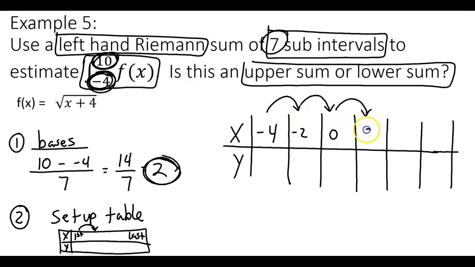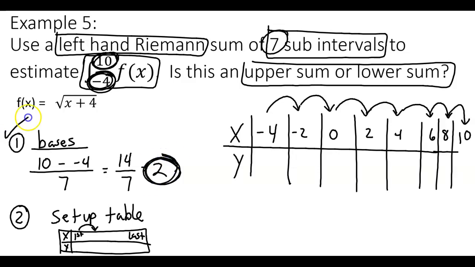Up by 2 gives me 2. Up by 2 gives me 4. Up by 2 gives me 6. I'm running out of space, so let me squeeze this in. Up by 2 gives me 8, and then up by 2 more gives me 10. So I'm starting at -4, I'm ending at 10, and I'm going by 2's.